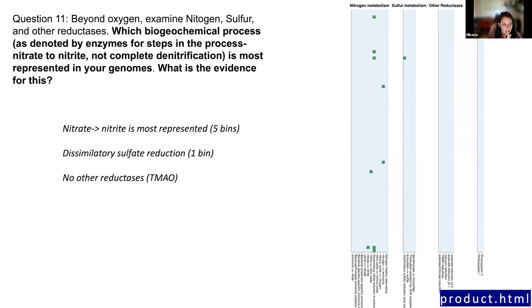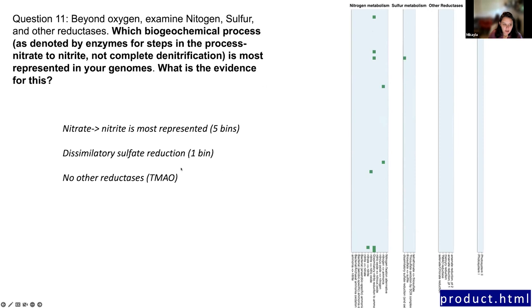Okay, so then question 11: beyond oxygen, if we examine nitrogen, sulfur, and other reductases, which biogeochemical processes are most represented in your genomes, and what is the evidence for this? This is something where we can just use the product heat map. Nitrite is the most represented, and you can see that in this line here.